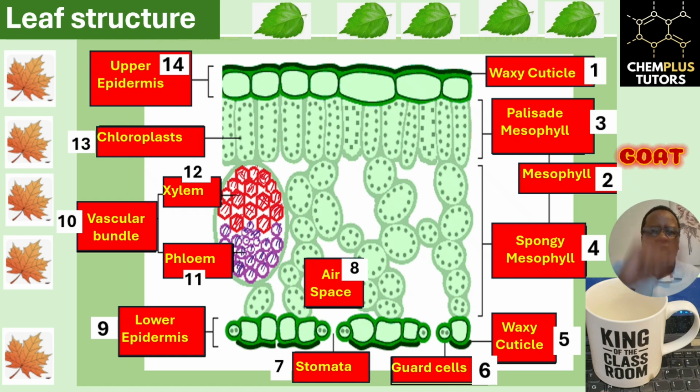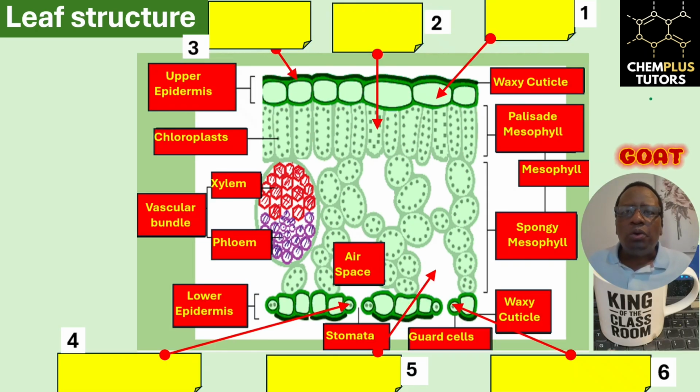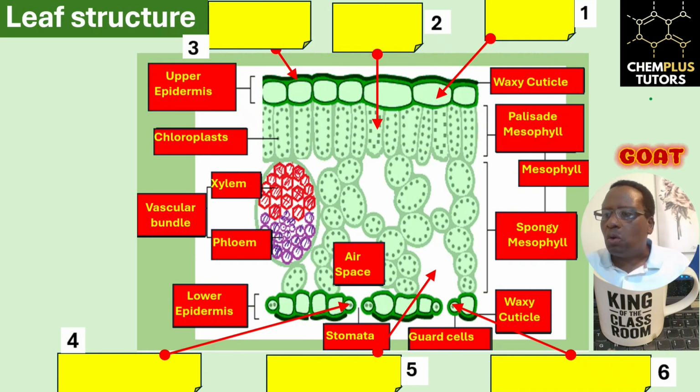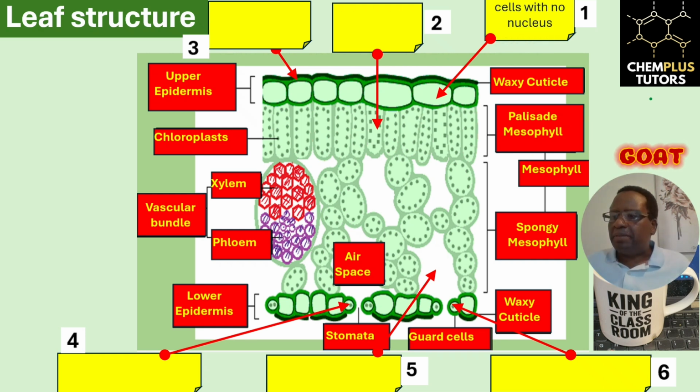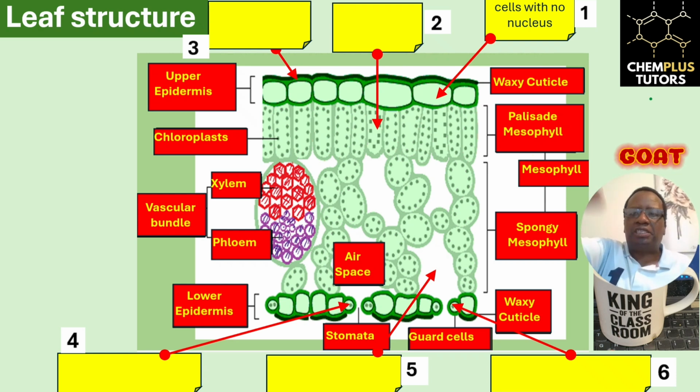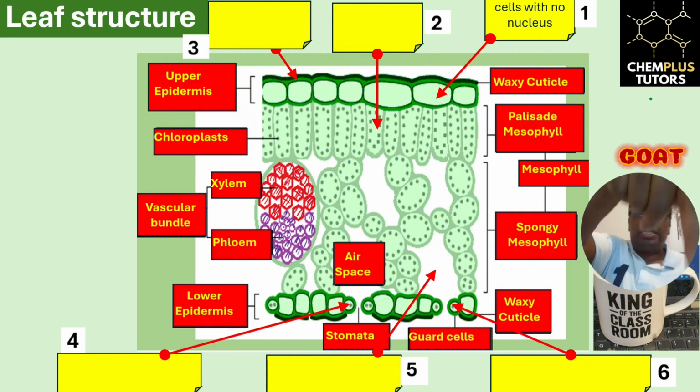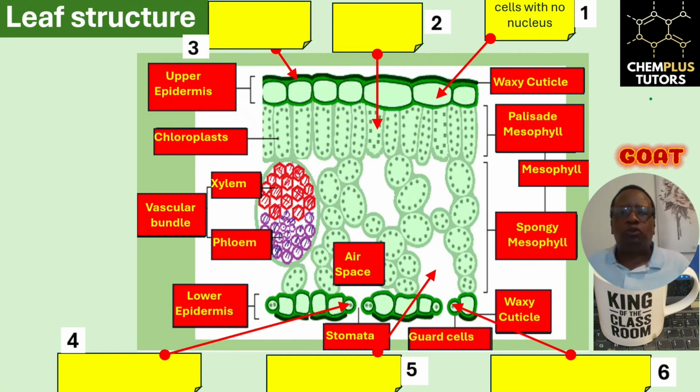Now, we want to look at number 1 more closely. You can see those cells have no nucleus. Why do you think that is? The cells in the upper epidermis have no nucleus to allow as much light as possible to pass through into the leaf. Remember, light is required for photosynthesis.